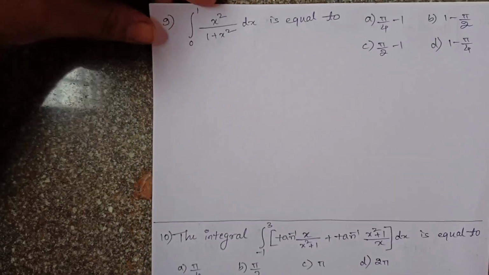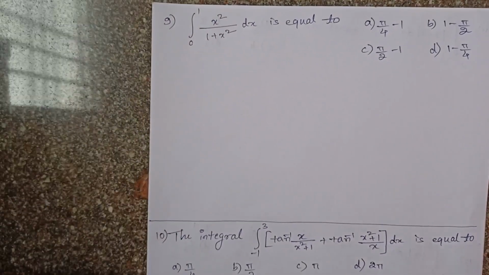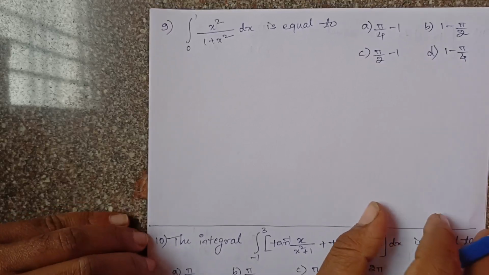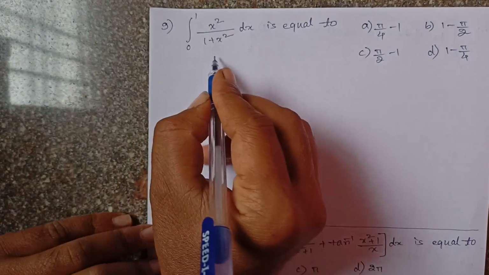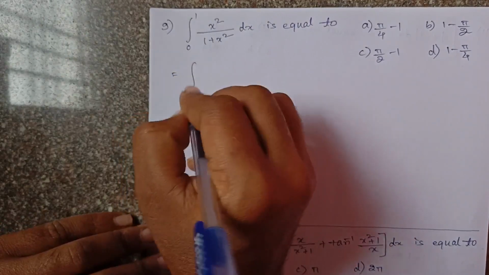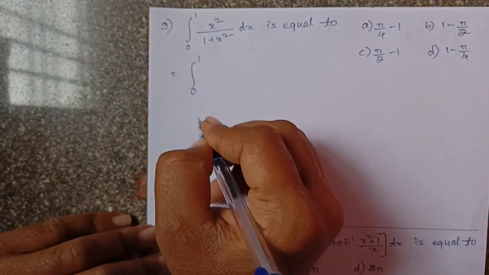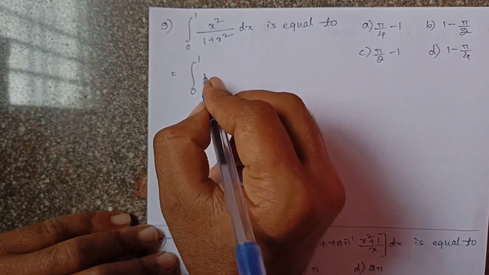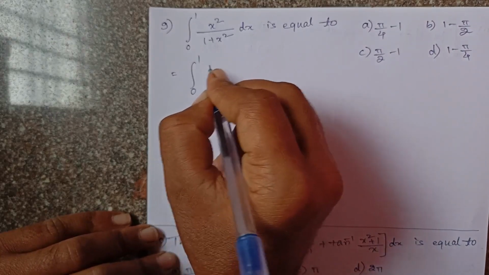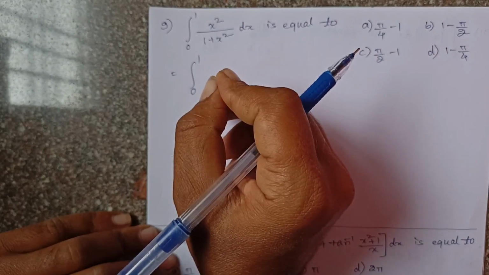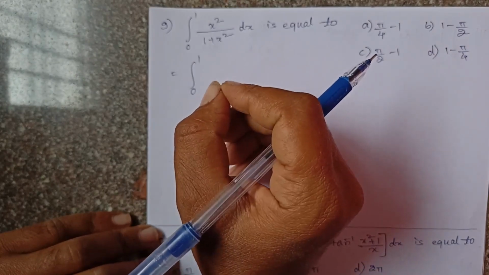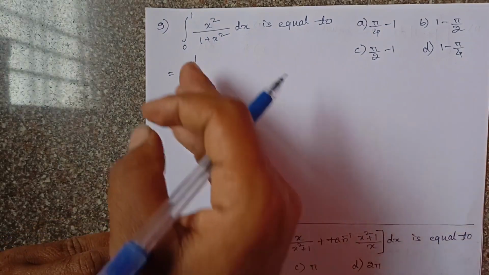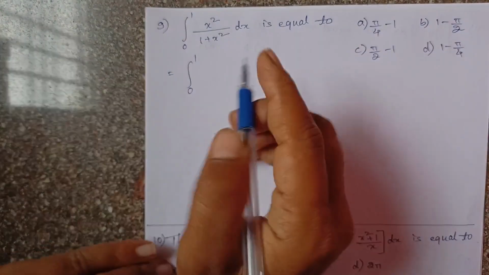Now let us take question number 9. Integration of x square by 1 plus x square with respect to x from 0 to 1. See, here I will write like this. We can follow such simple things directly, just by observation. No need of tricks and all here. Or else you can go with dividing the numerator by denominator. Okay.